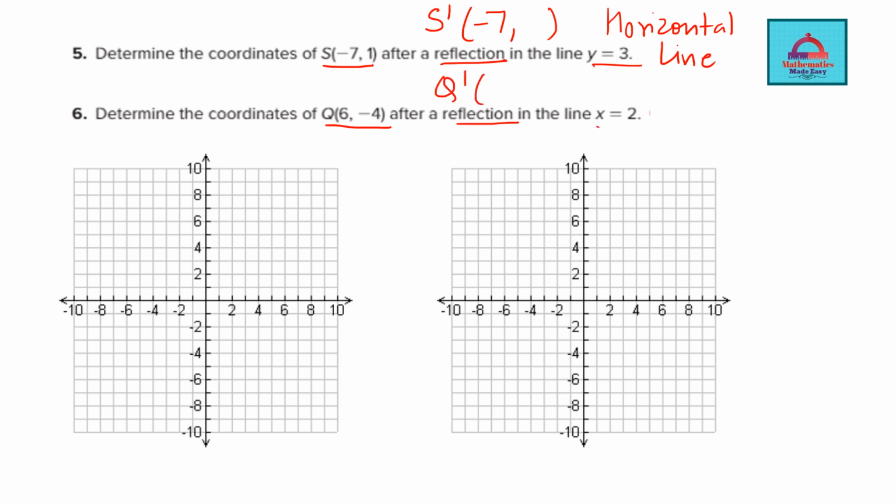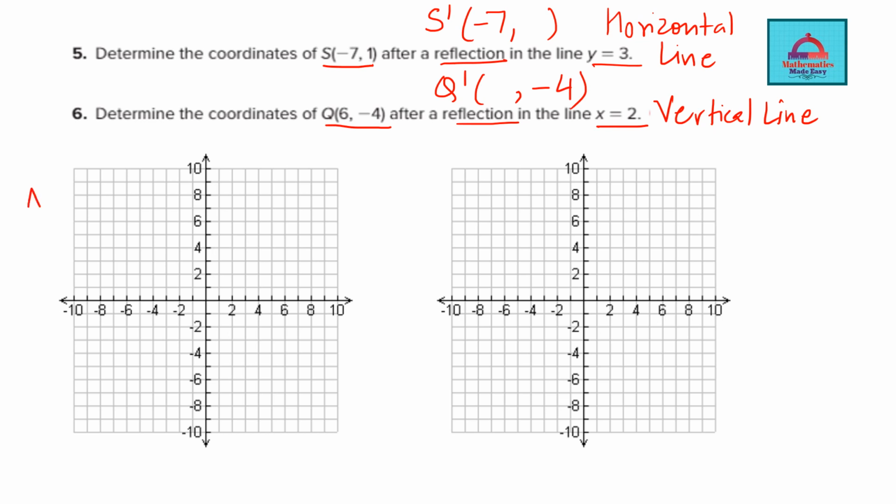And here the line which is given to you is x equal to 2, which is going to be a vertical line. So for this vertical line, remember the point has to be the same y coordinate. So the x point we have to find, the y coordinate will be -4. This is how you get the coordinates after the reflection. Now let's go to the graph and do it.